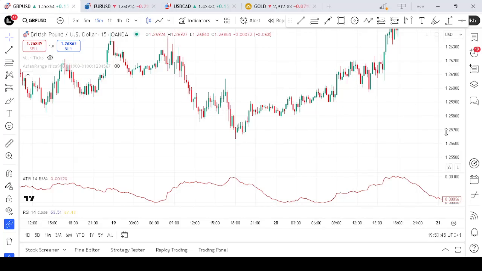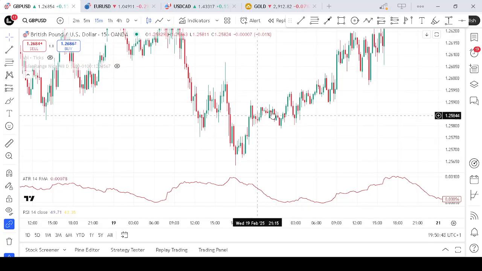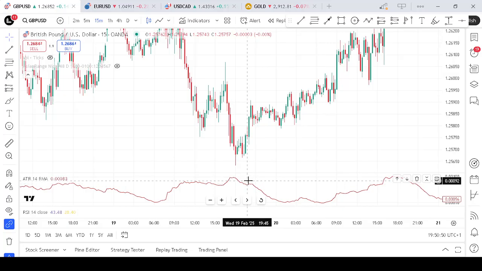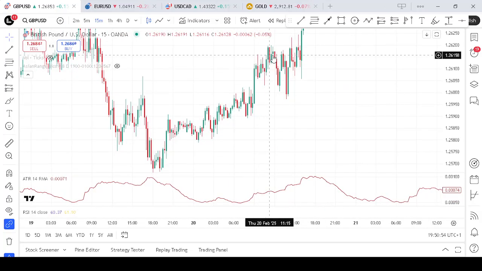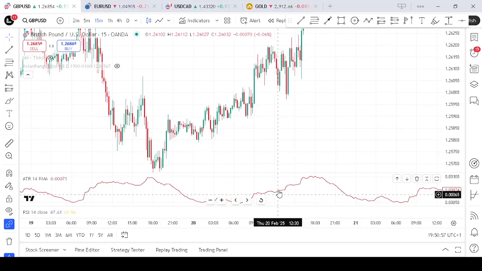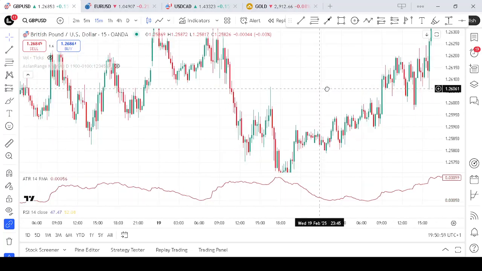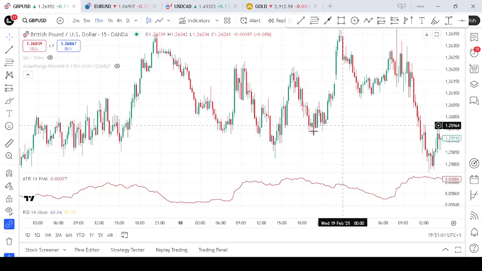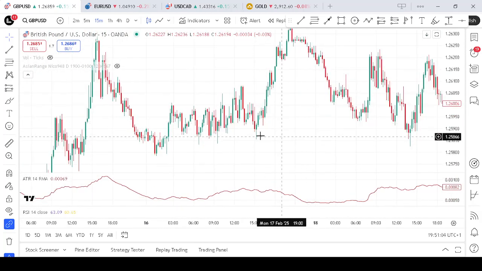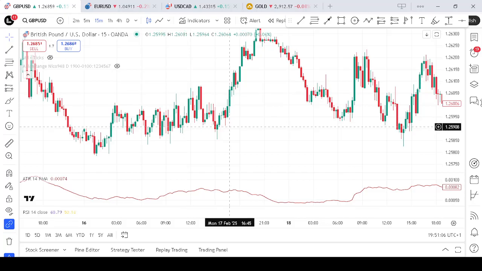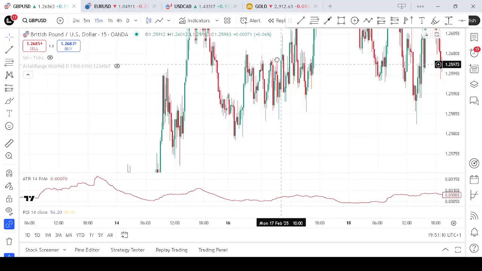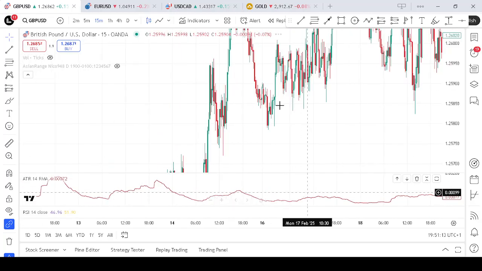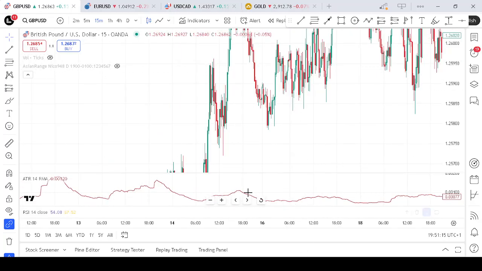Now let's look at an example here. When price is moving sideways, you can notice that the ATR is declining. Same with this area. When my price was moving sideways, it was declining. It wasn't moving sharply. Let's look at another example. Look at this area. When price was moving sideways, the ATR was declining.